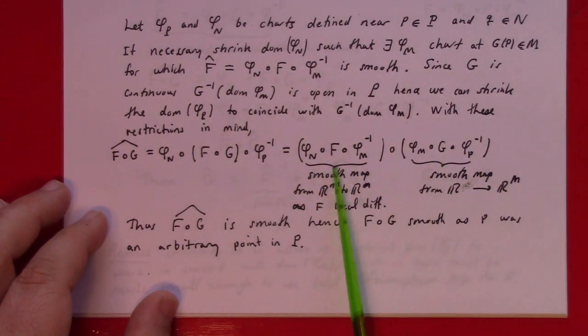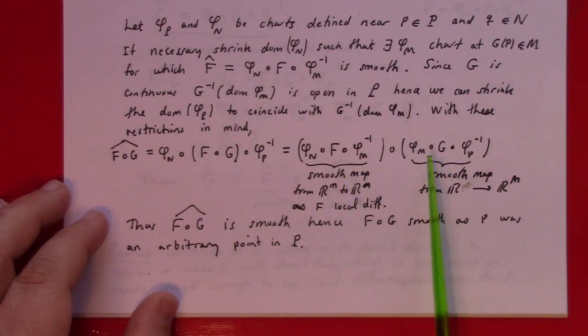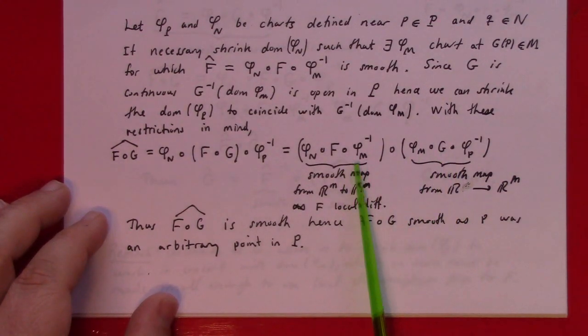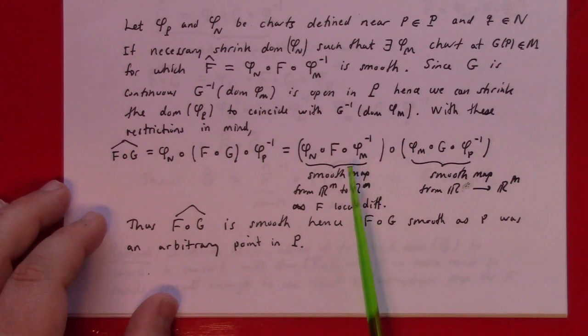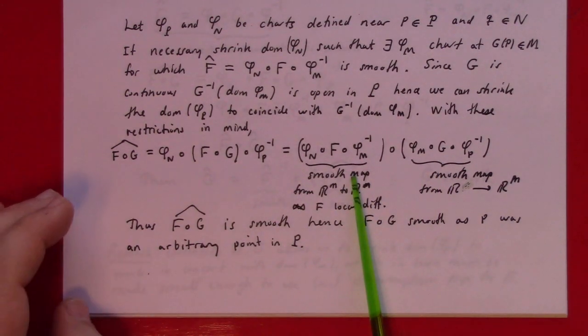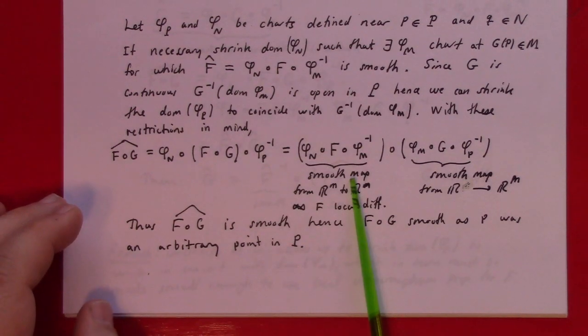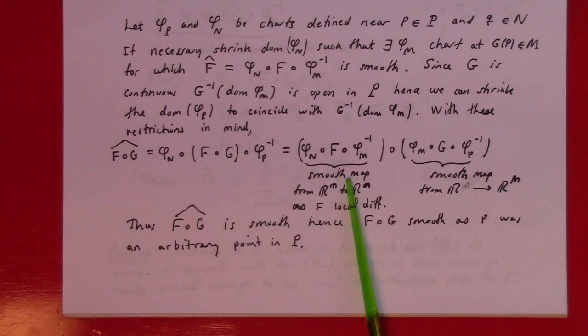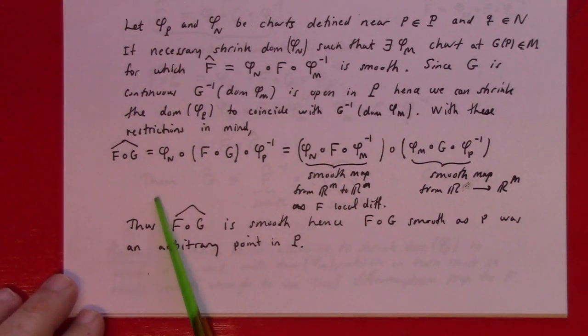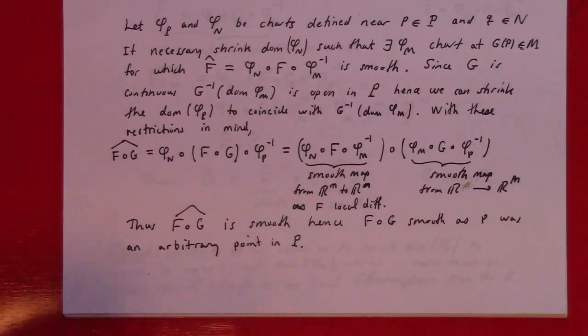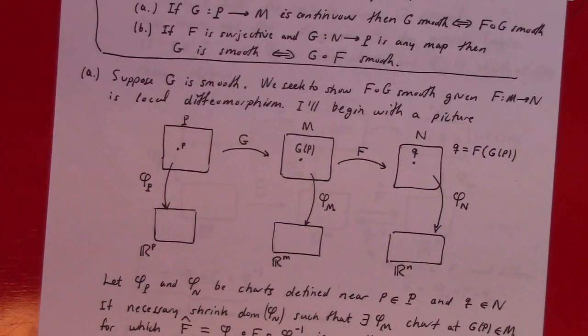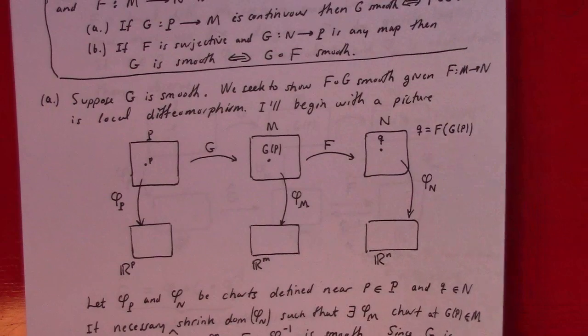And if we have the composite of smooth maps on Euclidean space, then it is again smooth, basically because of the chain rule, but it is nevertheless a theorem of advanced calculus that the composition of smooth maps is smooth. So anyway, there we have the local coordinate representative of the composite of F and G is smooth, therefore F composed with G is smooth as P was arbitrary. Now, the argument for part B is very similar.